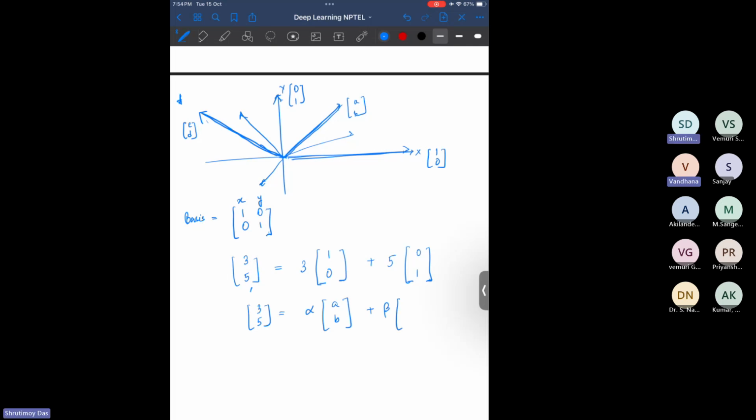So this vector 3, 5, if AB and CD are basis vectors, then this can be written as some constant times AB and some constant times CD. Because these are basis vectors, any vector in this two-dimensional space can be written as a linear combination of these basis vectors. So there can be multiple basis vectors.